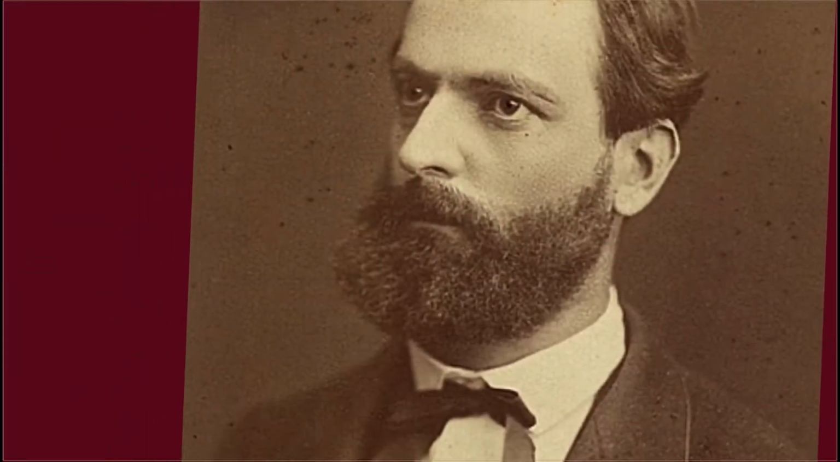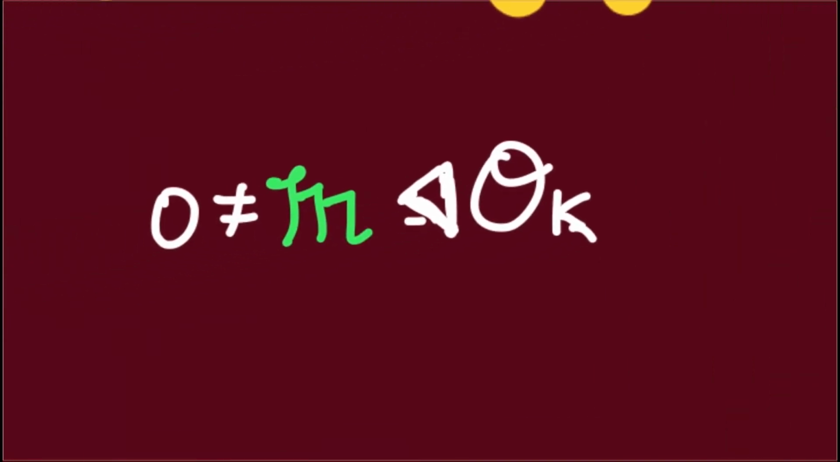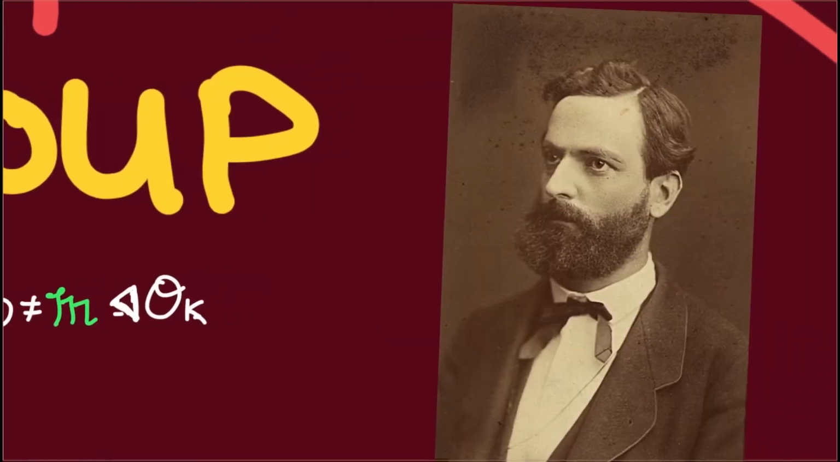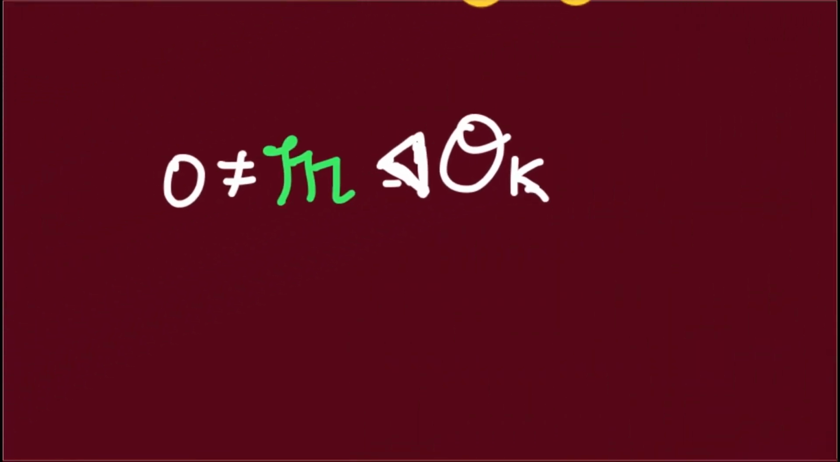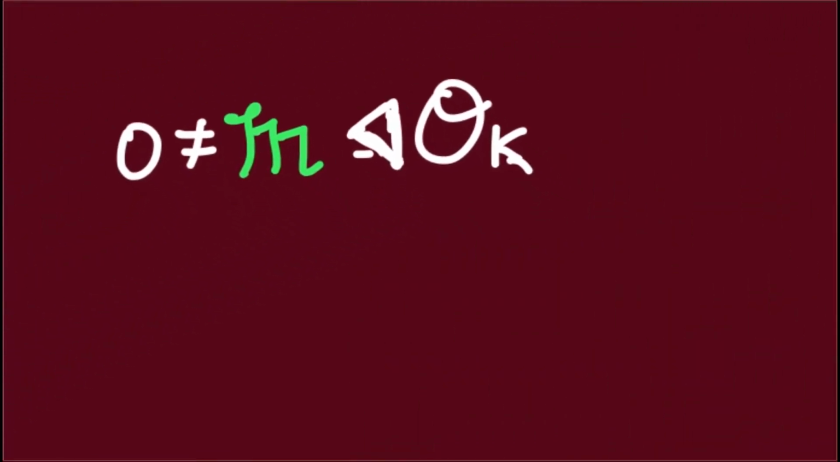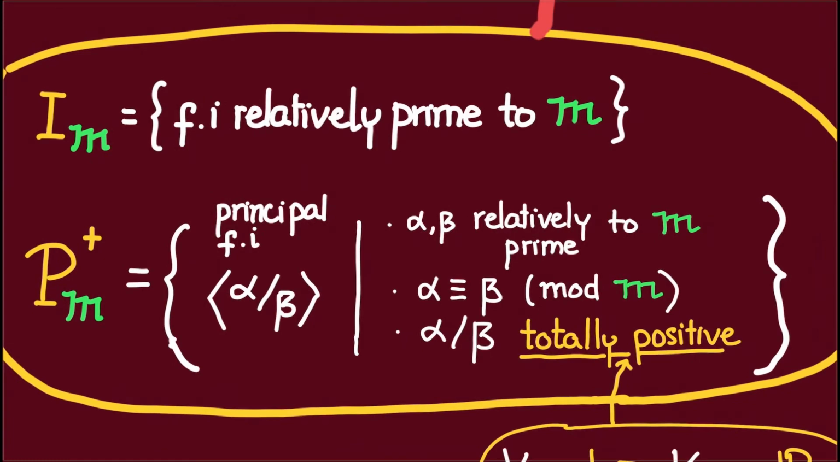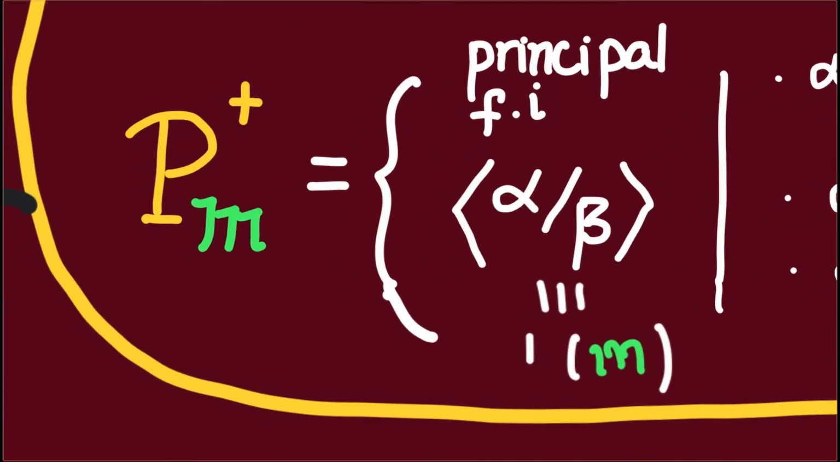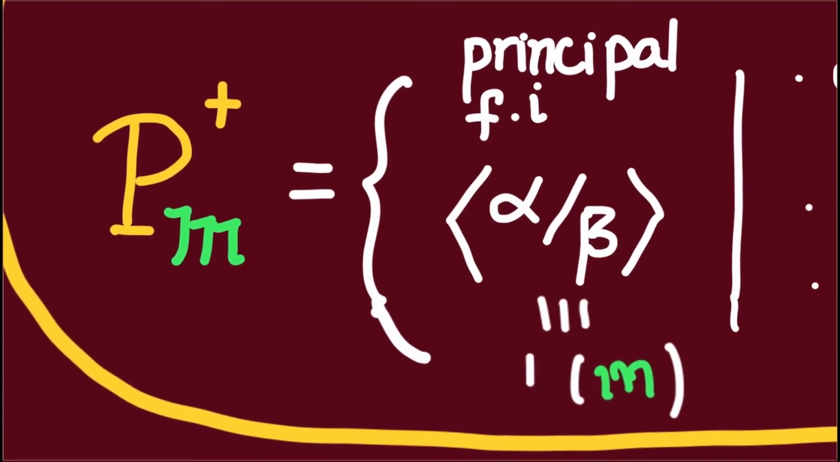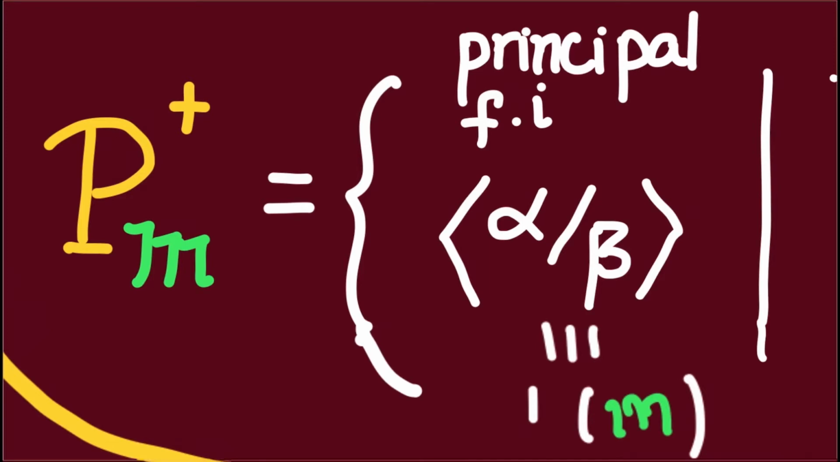So what's a modulus? Well, for Weber, a modulus is just a non-zero ideal of O_K. Later, we're gonna discuss Takagi's notion of modulus, which will also allow infinite primes. But for now, let us just use Weber's definition and think of every modulus as a non-zero ideal of O_K. Given such a modulus M, we then define I_M to be the group of fractional ideals relatively prime to M. And then instead of looking at all principal fractional ideals, we're gonna only look at those which are represented by totally positive elements that are congruent to 1 modulo M.